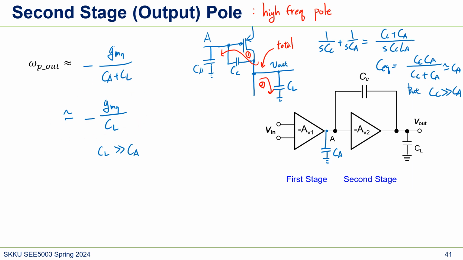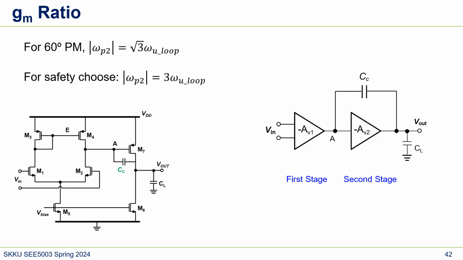non-dominant pole representation. So now what we can do is we can set the GM ratio here. Let's bring up the things that we calculated. For phase margin 60 degree, we want this square root 3 times omega u, the unity gain frequency, and that should be our second pole. So let's say just for safety, we need 3 times the unity frequency. What was the second pole? That was P out, and that's minus GM7 over CL. And what was the unity gain frequency? U loop, that's GM1 over CC.